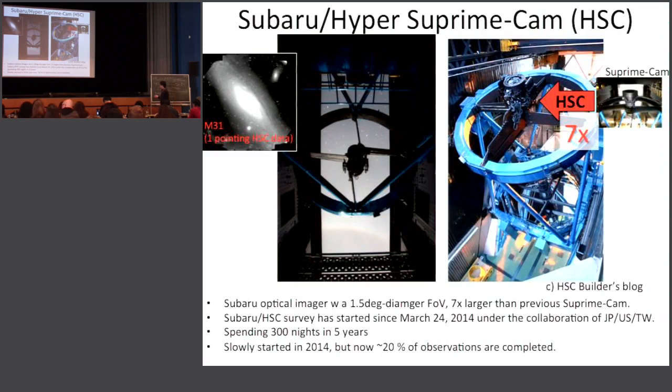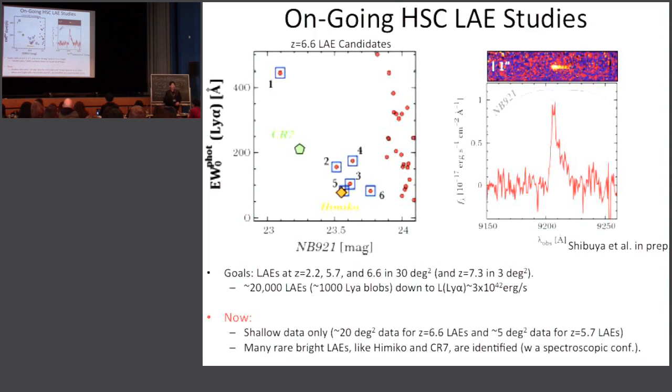Well, you have already seen several papers on high-z galaxies on arXiv from the Hyper Suprime-Cam survey. Still, there are no Lyman-alpha emitter studies shown in the arXiv papers. But I just want to introduce what's going on with the HSC Lyman-alpha studies. So this is another result: the redshift 6.6 Lyman-alpha emitter candidates identified by our HSC survey.